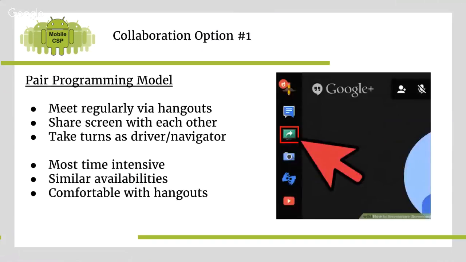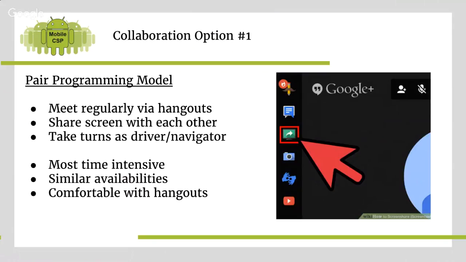So the first one here is to actually use a pair programming model. So you and your partner would get together and you would decide on an app that you're going to build together. All right, so you're going to build the same app. You might meet regularly via Hangouts or Zoom or Skype, that kind of thing, where you can share your screen with each other, and you would take turns as the driver and the navigator, maybe passing files back and forth in order to be able to do that, or one meeting somebody's the driver, the next meeting the other person is the driver. So this is one where you really spend a lot of time together.